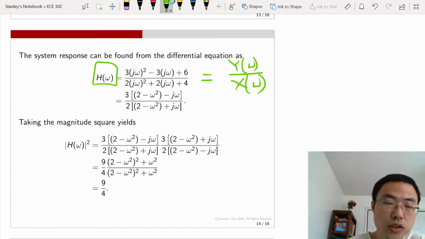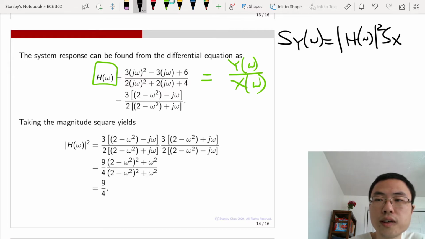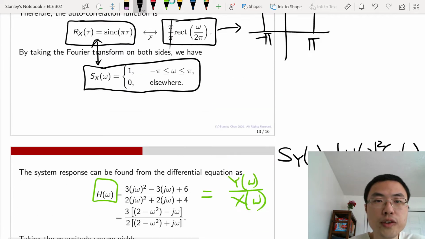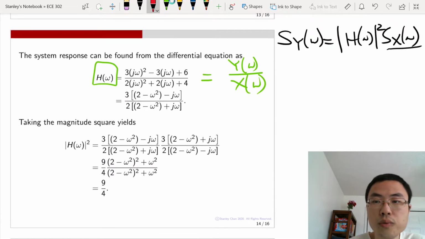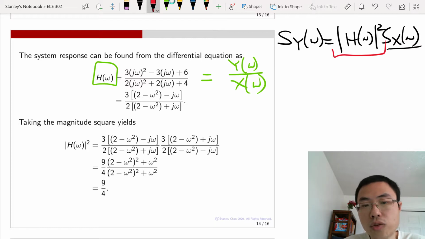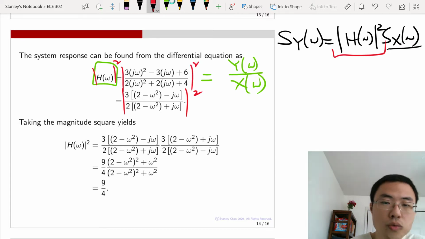So what we can do here is to look at the theorem. The theorem says that S_Y(omega) equals the magnitude of H(omega) squared times S_X(omega). Now, S_X(omega) is already determined on the previous slide, so we know this is a boxcar function. So what we need to do is to determine this thing here, the magnitude square of your H. And what is it? Well, the magnitude square of H can be determined by looking at the magnitude square of this H.